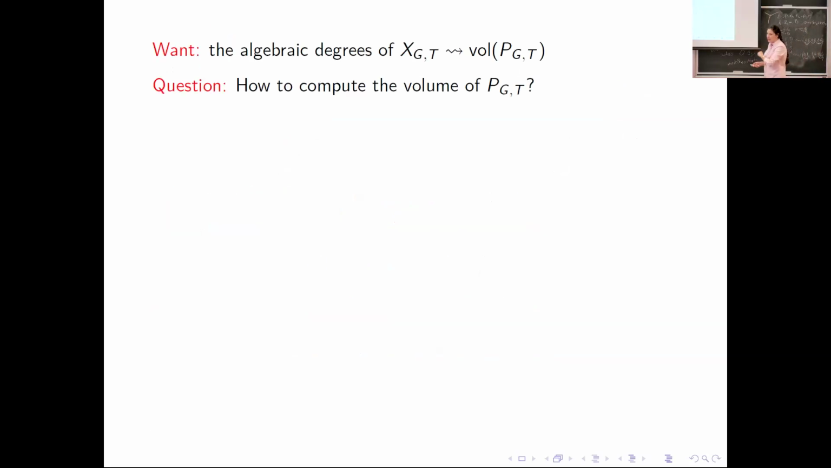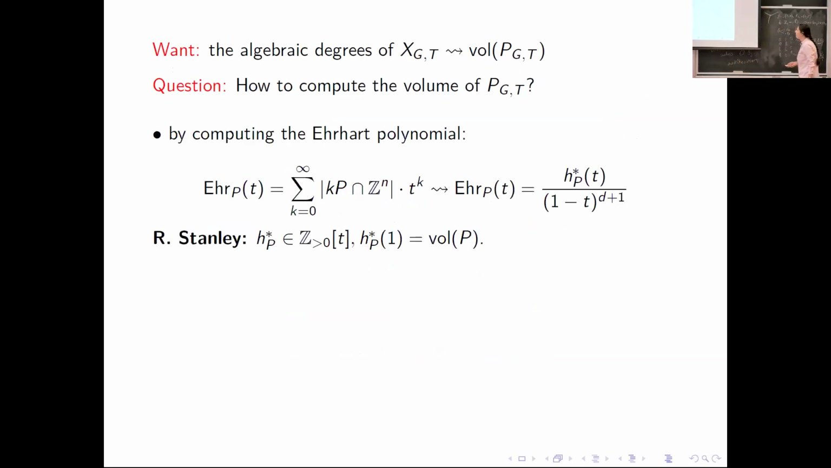Okay, so I said at the beginning that we want to compute some algebraic degrees for some toric varieties, but computing these algebraic degrees is in fact the same as computing the volume of the associated polytopes. So our question now is how to compute the volume for such polytopes.